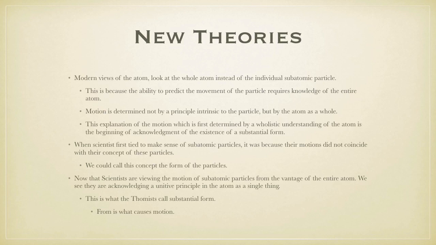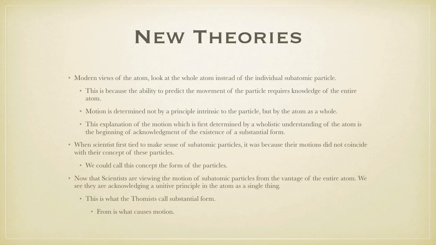When scientists first tried to make sense of the subatomic particles, it was because the motion of these particles did not coincide with the scientists' concept of these particles, causing them to conclude that there was a problem. We could say that through this process, scientists were imposing a form or nature on the subatomic particle. However, now scientists are attributing the nature or principle of motion not to something intrinsic to the subatomic particle, but to something intrinsic to the atom as a whole.